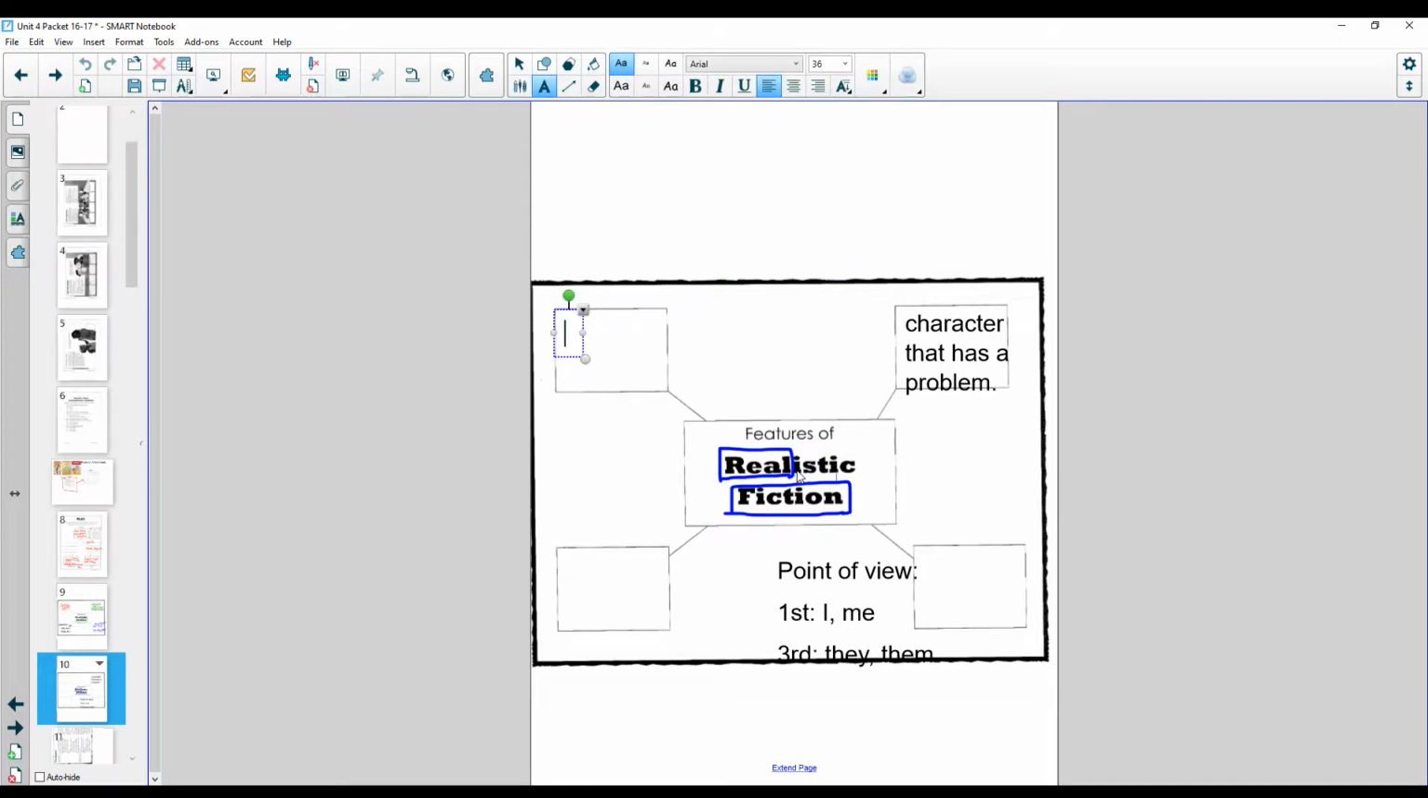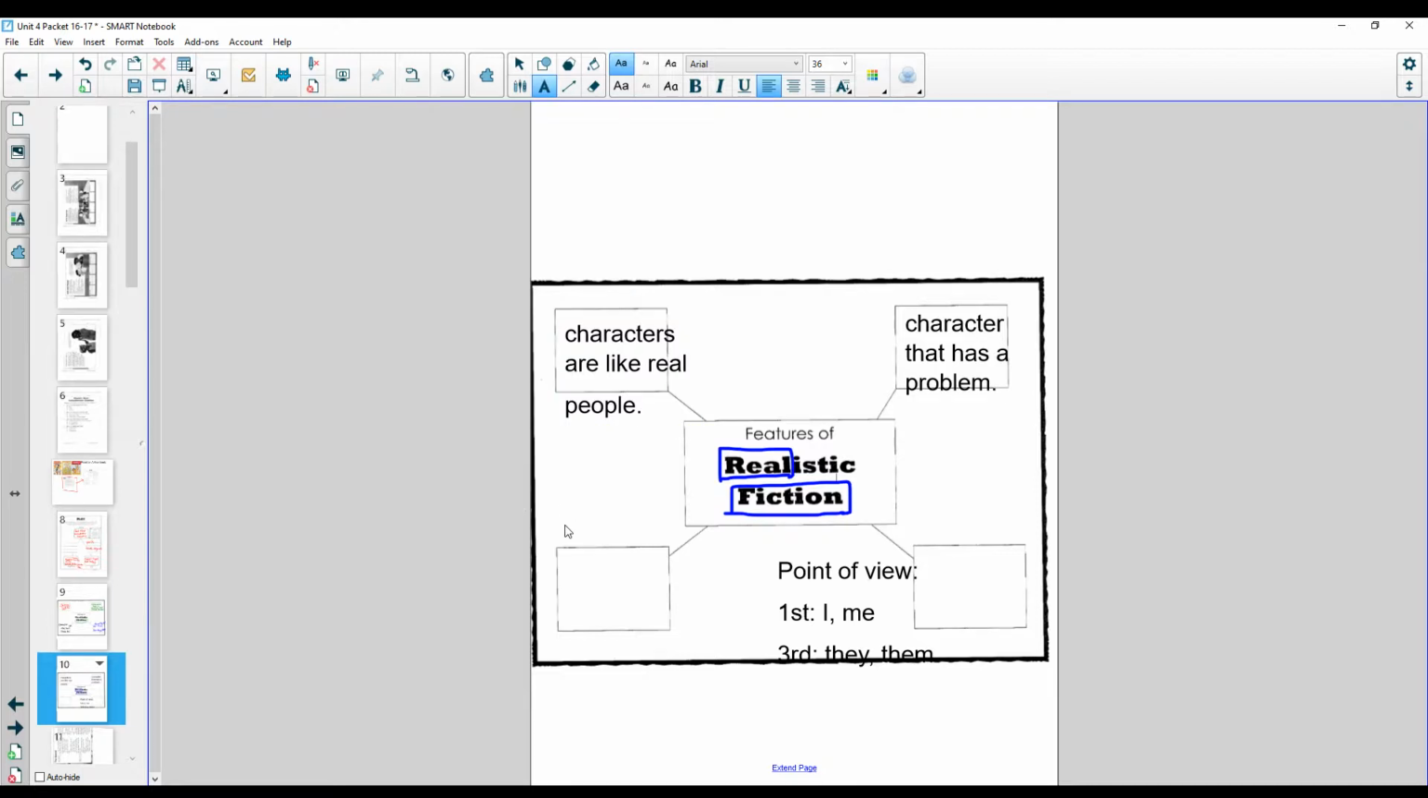The characters are like people you might meet in real life. So I'm going to say the characters are like real people. Because it's realistic fiction, we use the word real a lot. These characters feel real because the story is realistic, which means that it could really happen. The problem could really happen. It could be a problem that people have in their life, and it's either me telling the story in first person, or somebody else telling the story in third person.